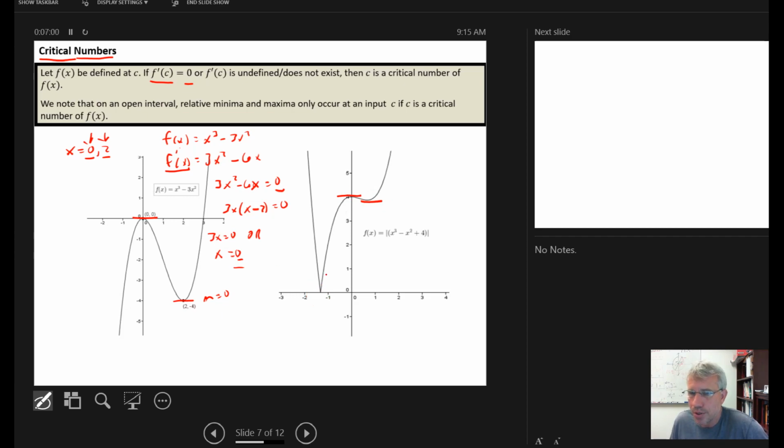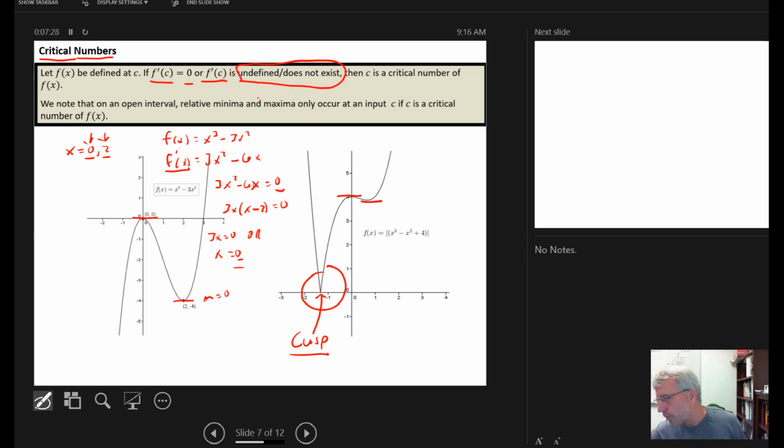But notice this local minimum is occurring at a cusp. And we know that at a cusp, the derivative is undefined. So another way to find a local minimum or maximum is to look for places graphically where cusps are occurring. And cusps are always going to occur when the derivative is undefined or doesn't exist.